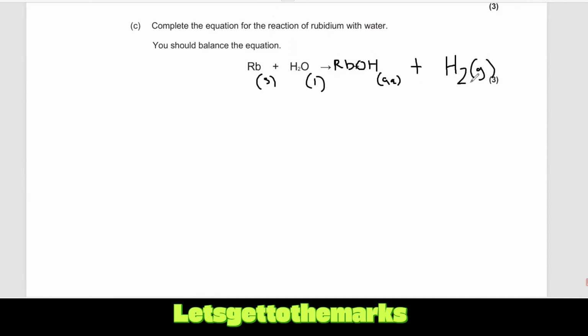So you're going to get rubidium hydroxide and then you're going to get hydrogen, and hydrogen comes off as a gas. Then you need to balance. You have to know this equation off by heart. So that would get you 2 marks, 1 for each reactant. And then we need to balance.